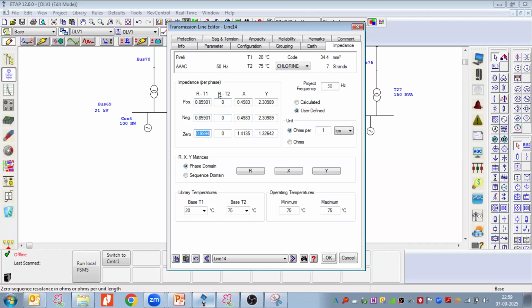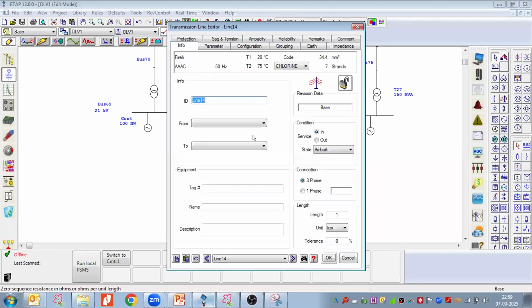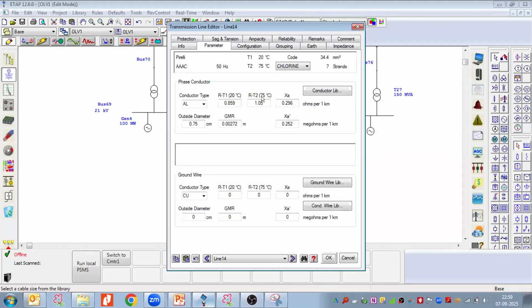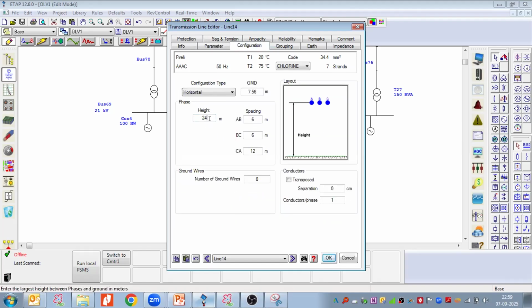That we need to enter over here, and the length. Length first; second, the parameters. Two options: we can select from library, or from conductor and from grounding as well. If we are using this option, then we have to go to configurations and define the conductor height and the conductor phase-to-phase spacing. This is option 1. For the second option, no need to do anything.